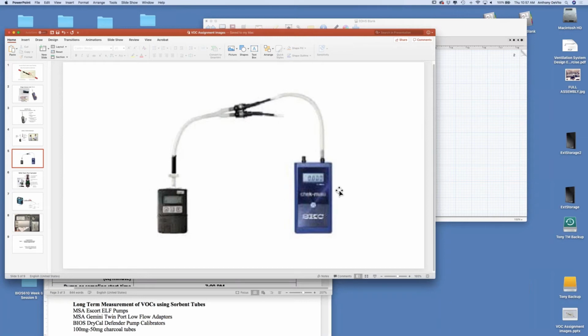This setup is the calibration process. This is the equivalent to the dry cals that we use in our lab exercise. And this is that SKC pump, the same pump that we use.